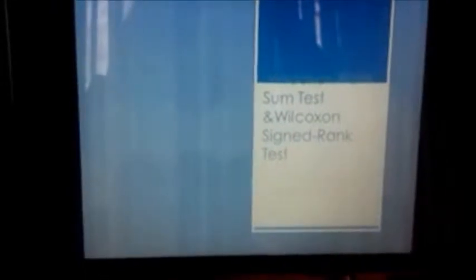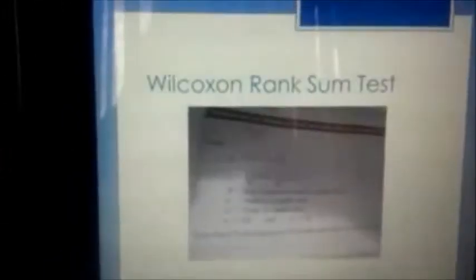Alright, today we're going to be talking about our Wilcoxon rank sum test and the Wilcoxon signed rank test. I'm Miranda. I'll be telling you how to do all this. Back to our slideshow. So we'll go on to our next slide. These are the formulas we're going to be using for that first rank sum test.